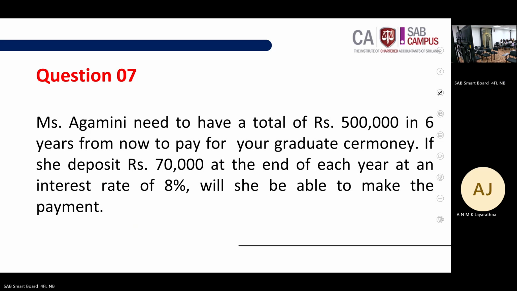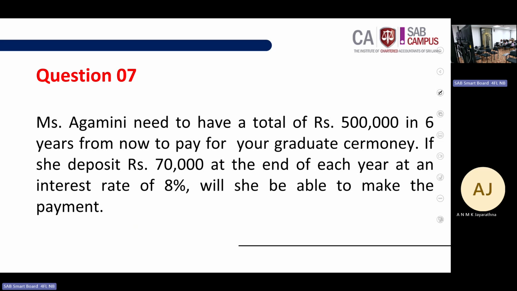500,000, right? Now, for that, she has a plan, right? What is her plan? If she deposits 70,000, she is expecting to deposit how much? 70,000. At the end of which year? At the end of each year, at an interest rate of 8%, right? During these 6 years. Will she be able to make the payments?